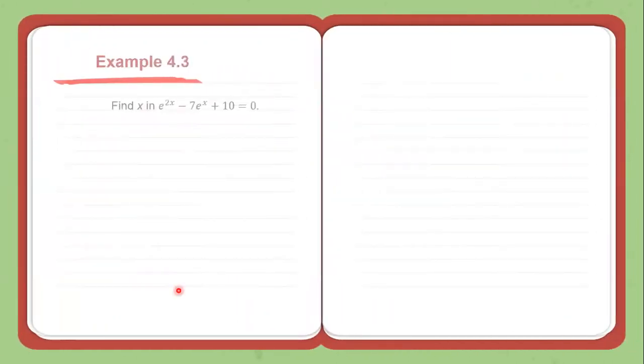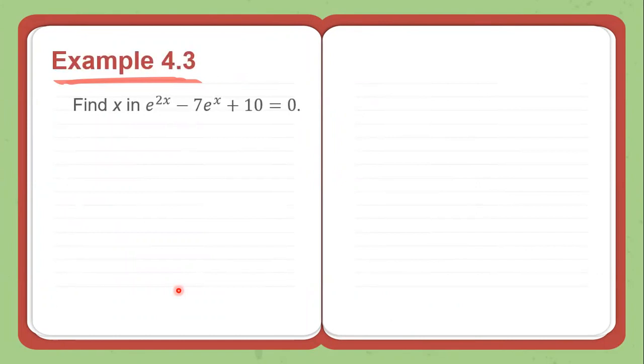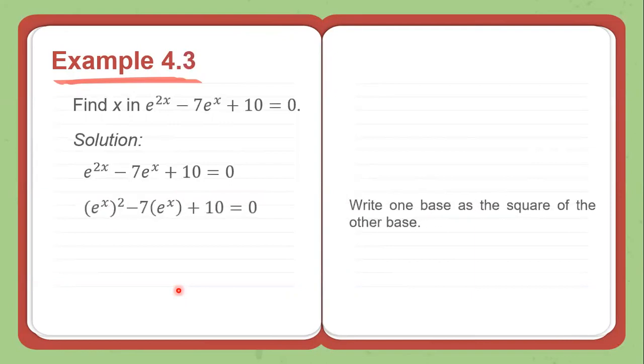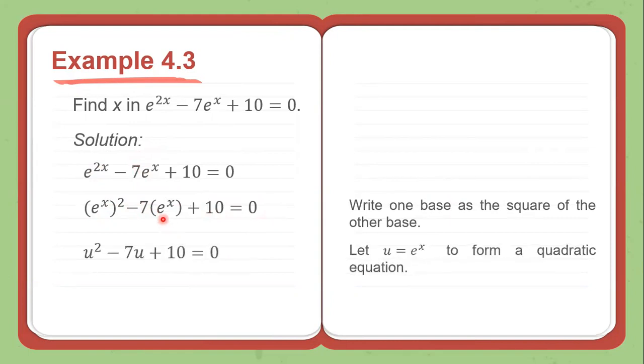Let's proceed to the third example. Find x in e raised to 2x minus 7e raised to x plus 10 is equal to 0. For this one, it is quite obvious. We can just express this as e raised to x squared minus 7 e raised to x plus 10 is equal to 0, wherein we may let u be equal to e raised to x, giving us u squared minus 7u plus 10.